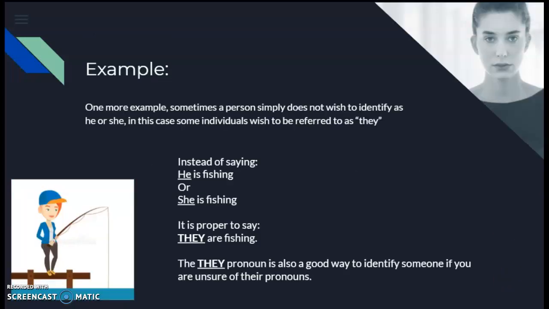Example 2. One more example. Sometimes a person simply doesn't wish to identify as he or she. In this case, individuals may be referred to as they. Instead of saying he is fishing or she is fishing, it's proper to say they are fishing. The they pronoun is a good way to identify someone if you are unsure of their pronouns.